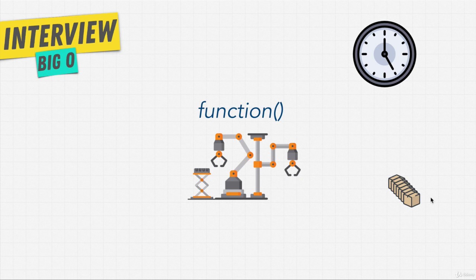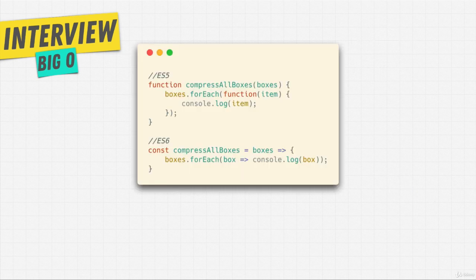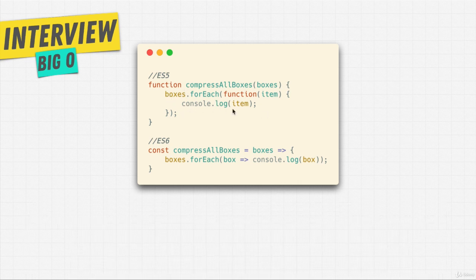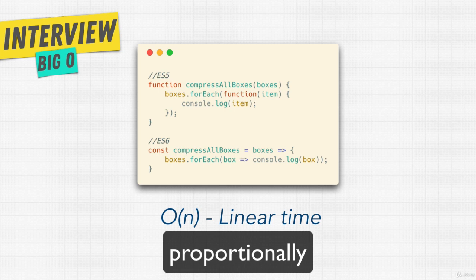If we had multiple elements, again, we still have to run each box through the compression algorithm to compress the box. If we look at the function for compress boxes, we're using the ES5 and ES6 syntax here, but we're essentially looping through each box. And in our case, we're just console logging it. But you can see that as the number of boxes increases, the number of operations increases. And that is O(n), linear time.